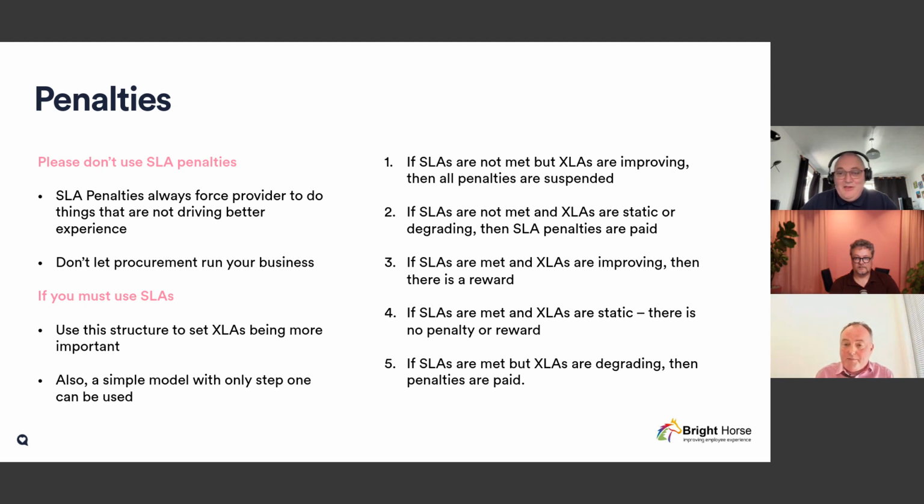Lovely stuff. Two more questions, team. This one is, can we get a template for incorporating XLAs in an MSP agreement? Are there any templates out there?